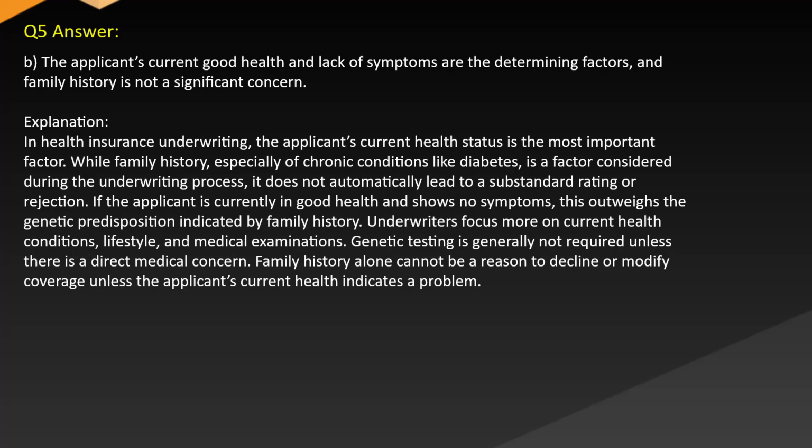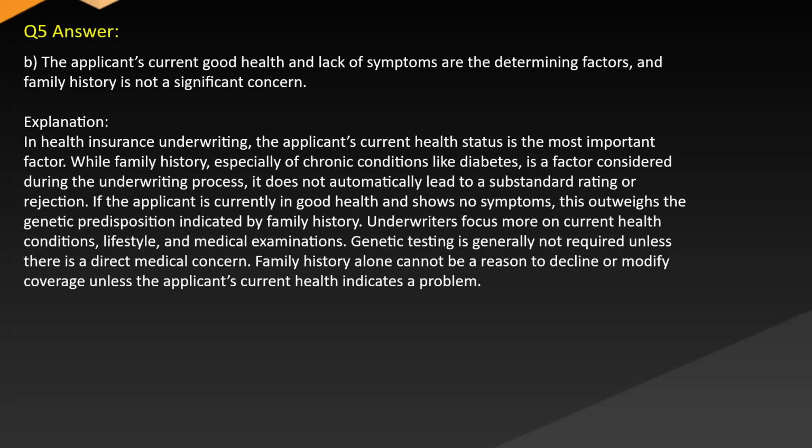Answer: B. The applicant's current good health and lack of symptoms are the determining factors, and family history is not a significant concern. Explanation: in health insurance underwriting, the applicant's current health status is the most important factor, while family history, especially of chronic conditions like diabetes, is a factor considered during the underwriting process. It does not automatically lead to a substandard rating or rejection.